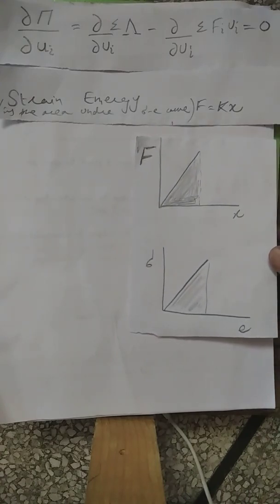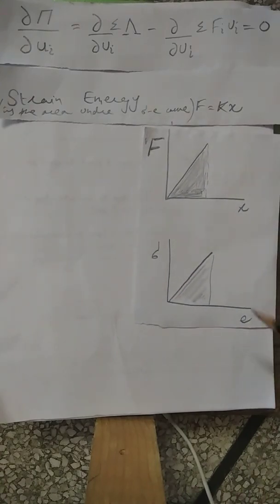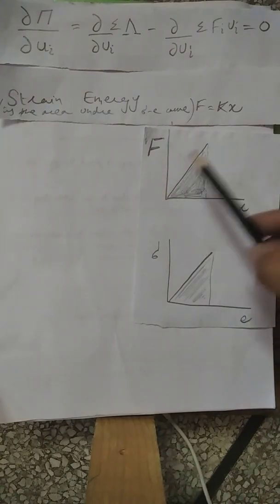Strain energy, as I already told you, is the energy stored in a body when it is elastically deformed. We can find the strain energy with the help of these two graphs. We have a graph of force and displacement, and a graph of stress with strain. The area under these two graphs will give us the strain energy, because the product of force and displacement gives us the work done, which is sometimes equal to energy. So the area under this force displacement graph or the stress strain graph will give us the energy.